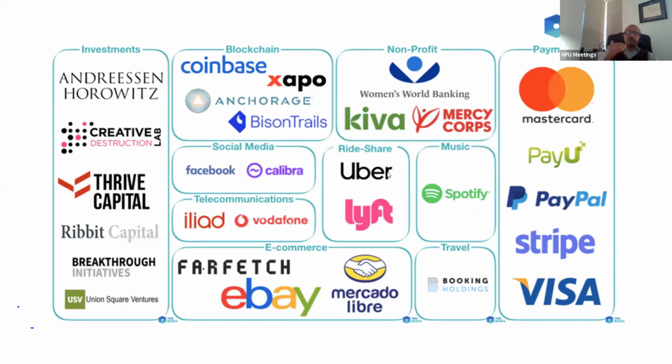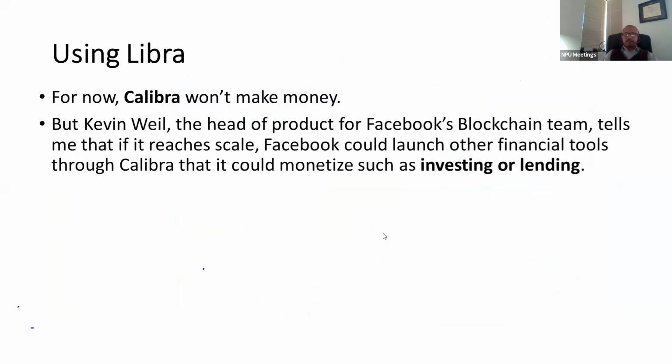Their goal is to go to 100 members. So they'll have $1 billion minimum as a starting investment in this project. And that will be within 5 years, they will have the 100 members join the Libra.org organization in Switzerland. They're not going to make any money with Calibra, which is the digital wallet.